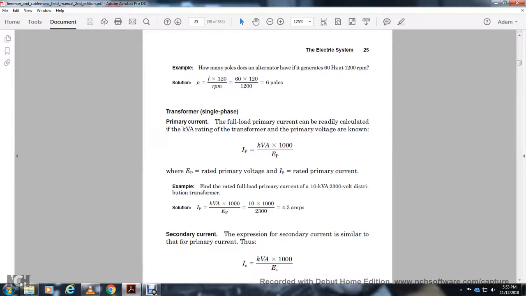Example: the rated full load primary current of a 10 kilovolt ampere, 2300 volt distribution transformer. The primary amps equal the kilovolt amps times 1000 over the primary voltage, which gives you 10 times 1000 over 2300, or 4.3 amps.